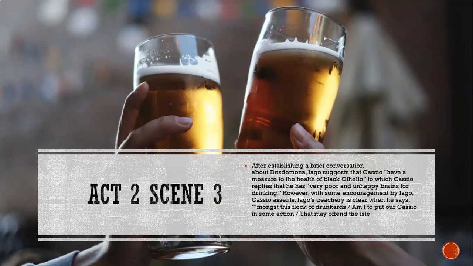So they have this conversation about Desdemona, and Iago suggests that Cassio should have a drink to the health of Othello. It's a time for celebration. And Cassio sets up the scene by suggesting, hey, he really can't drink, because whenever he drinks, he cannot handle his drink. He's not good. He's a lightweight. And yet Iago continues to encourage him. So Cassio assents and drinks, and then they continue to drink.